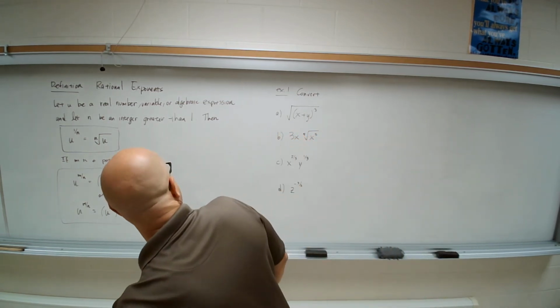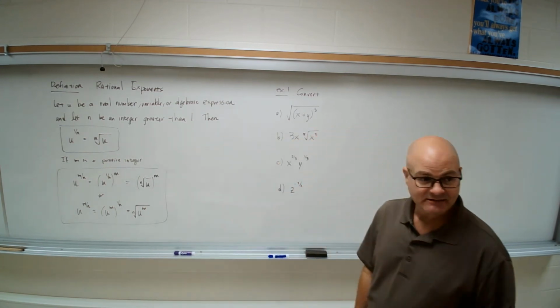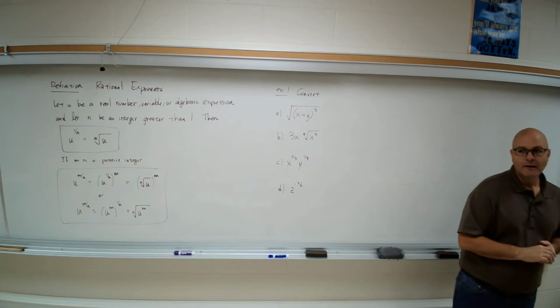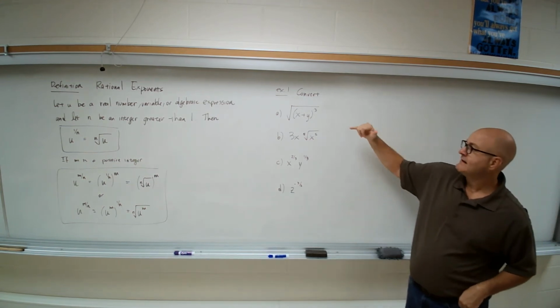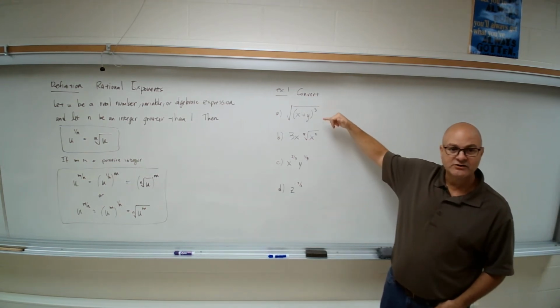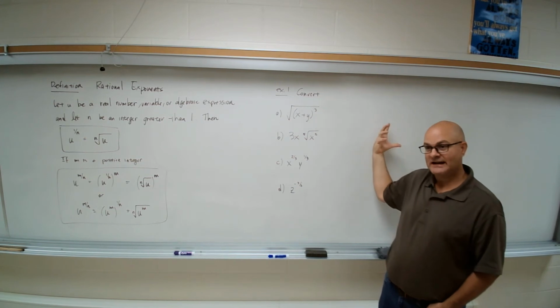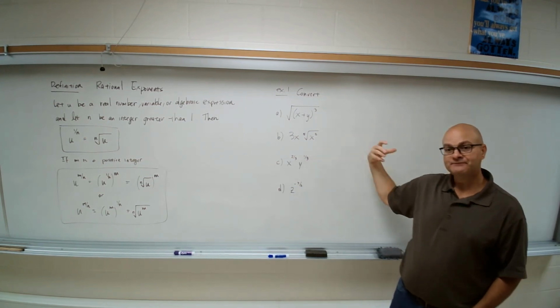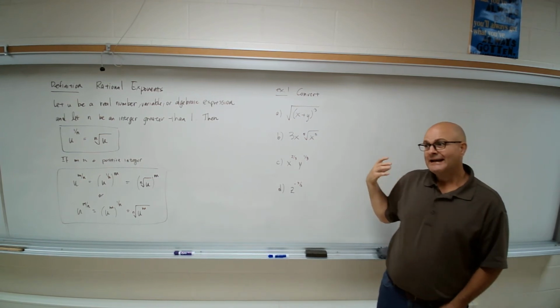So for our example here, we just want to convert some of these. They're in one form, and we want to convert them to the other. Obviously, these have radicals in them. These two, we're going to convert into rational exponents instead. Here we have rational exponents that we're going to convert into radicals.